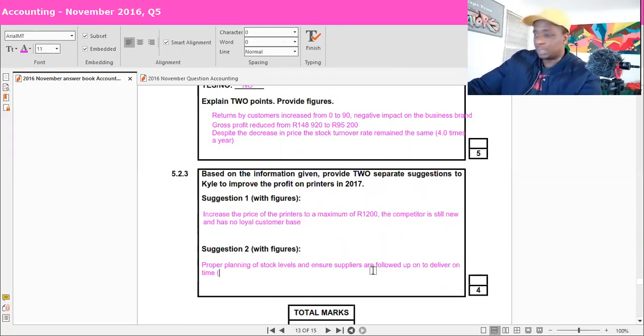And then I need to bring the figures in. 925 orders received, only 725 of the orders were fulfilled. And that is because we didn't have the stock that the customers needed when they needed it.